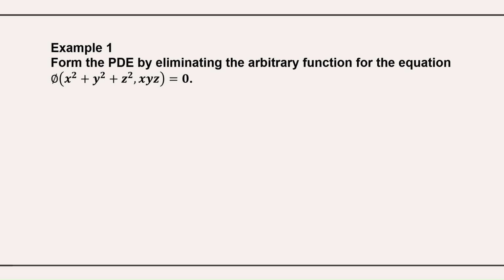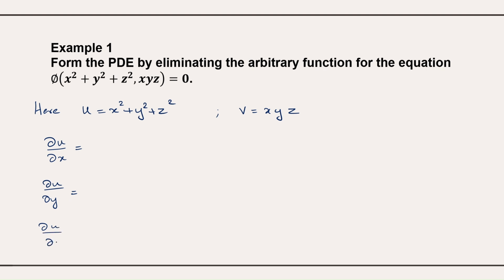Form the partial differential equation by eliminating the arbitrary function for the equation phi of x square plus y square plus z square comma xyz is equal to 0. So here what we are going to take is u is equal to x square plus y square plus z square and v is equal to xyz. Here we need to find out the first order partial derivatives, that is dou u by dou x, dou u by dou y, dou u by dou z.